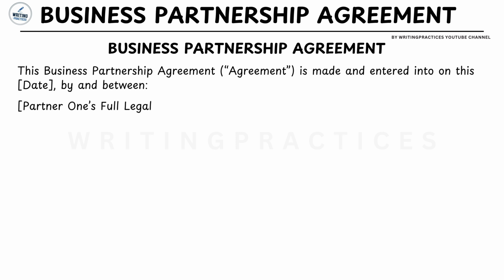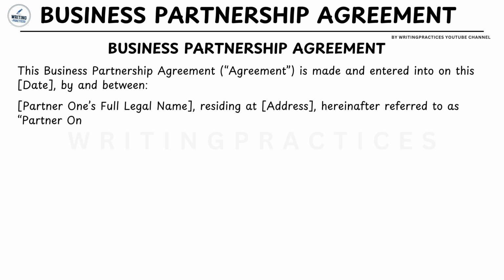Opening statement and identification of the partners. This business partnership agreement is made and entered into on this date by and between Partner 1's full legal name, residing at address, hereinafter referred to as Partner 1, and Partner 2's full legal name, residing at address, hereinafter referred to as Partner 2, collectively referred to as the partners.